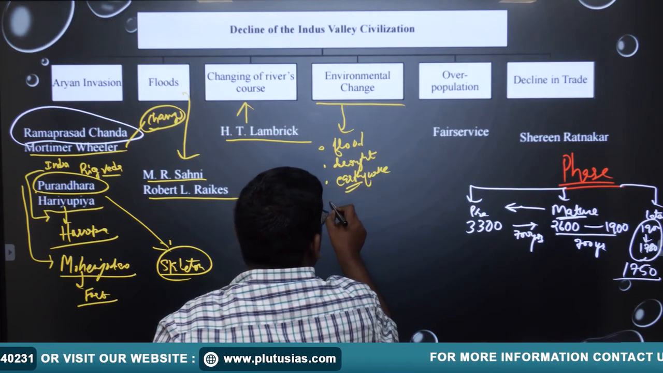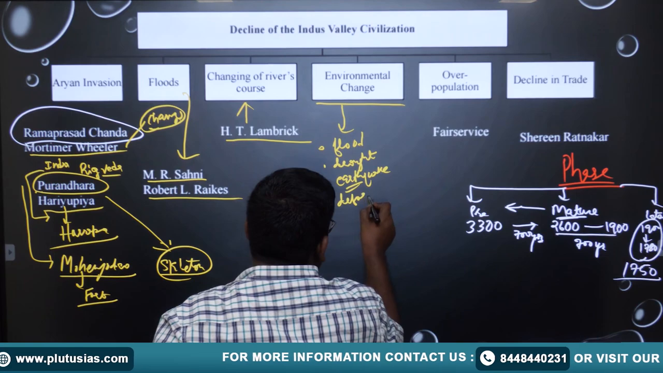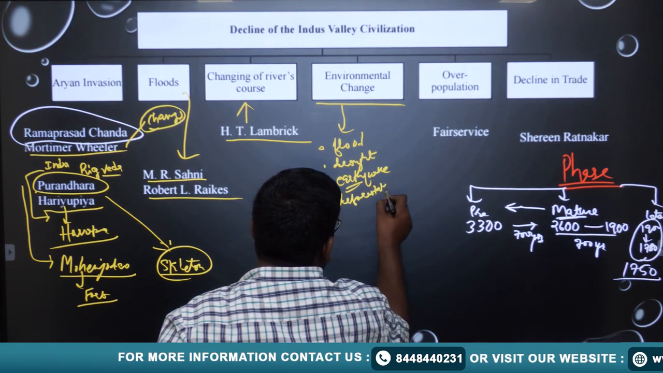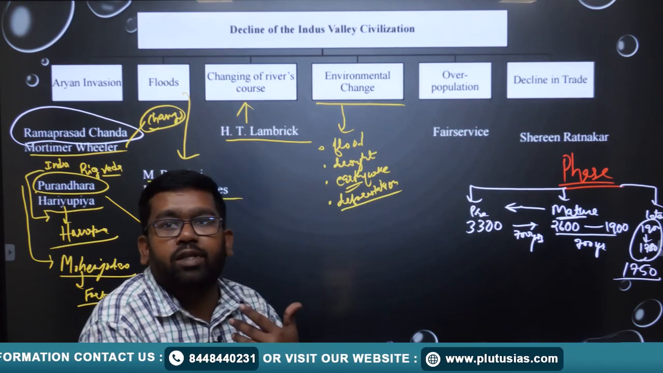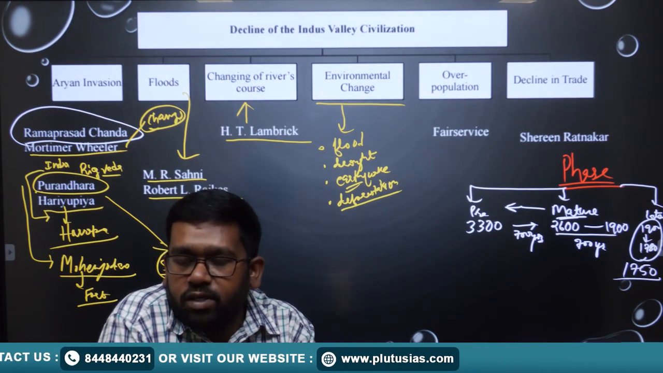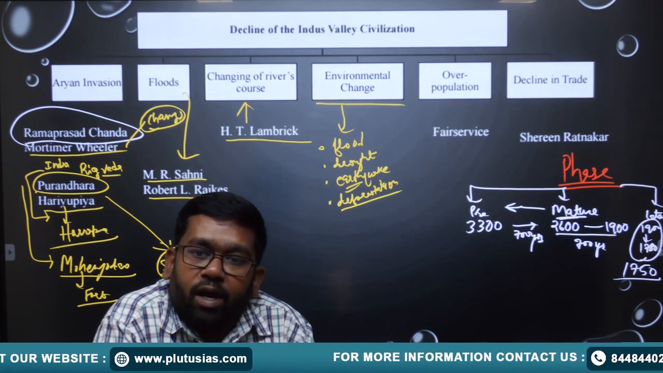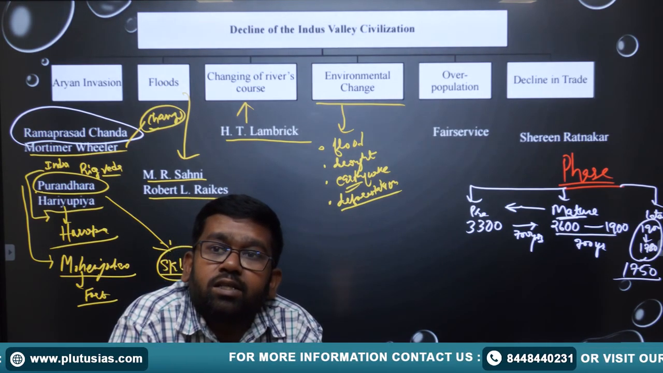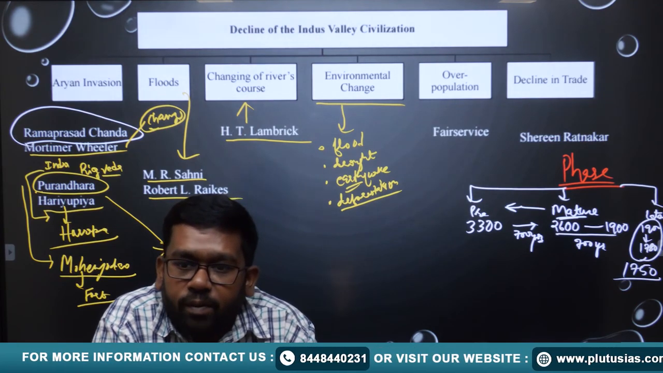So these are the main, and the other important aspect will be deforestation. These people were slowly and gradually becoming urban. They were cutting trees. If there is deforestation, there won't be rain, and if there won't be rain, agriculture cannot happen. So environmental change is the other aspect for understanding the decline of Indus Valley civilizations.